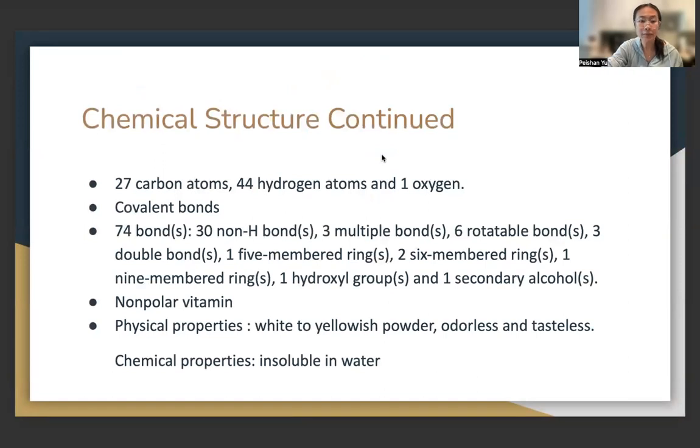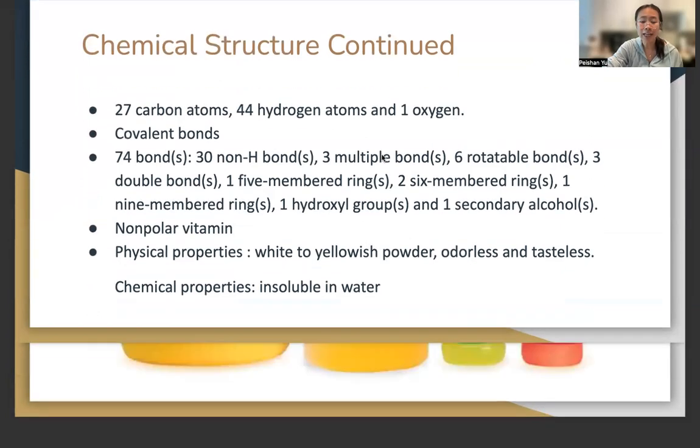Its covalent bonds: it has 74 bonds, which are 30 non-H bonds, 3 multiple bonds, and 6 rotatable bonds, etc. It's a nonpolar vitamin, which means it's insoluble in water. Its physical and chemical properties are white to yellowish, powder, odorless, and textureless. It's insoluble in water, but soluble in fat.